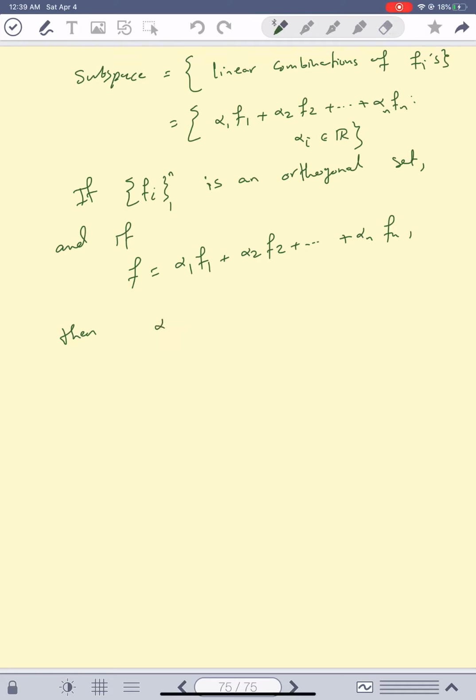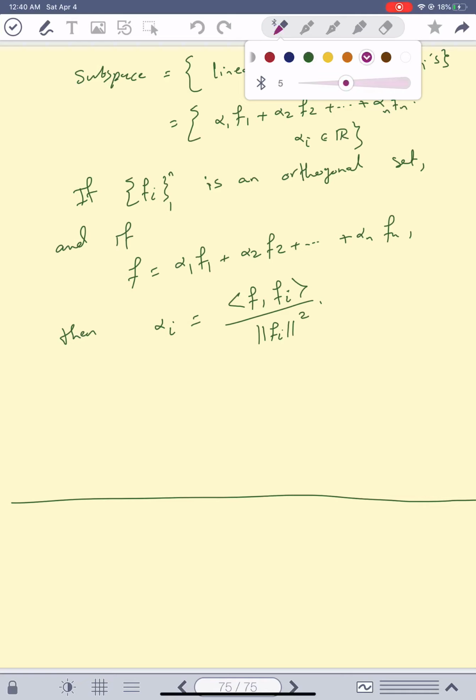If you remember, the alpha i was f composed with inner product fi over fi squared, if you remember. So let me show you at least how we obtained this formula in linear algebra. Just to show you how this formula works, let's look at R3, for example.